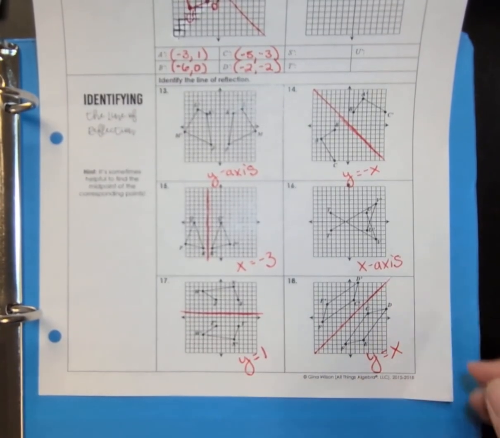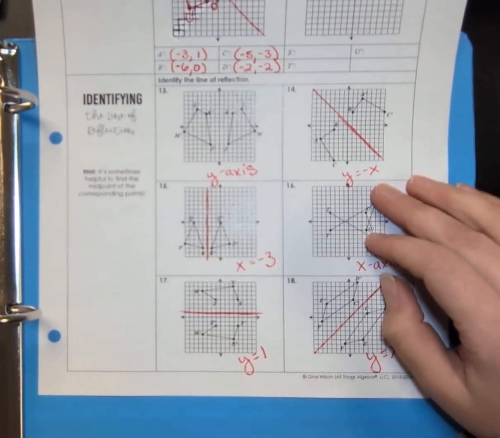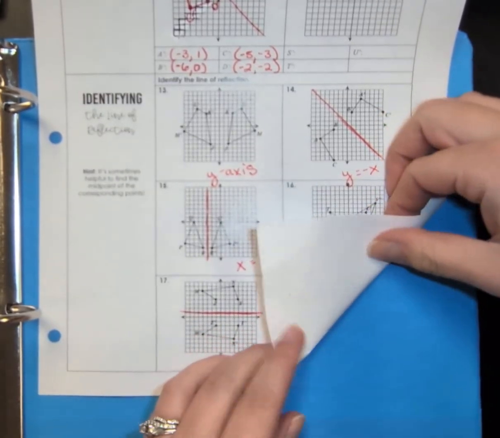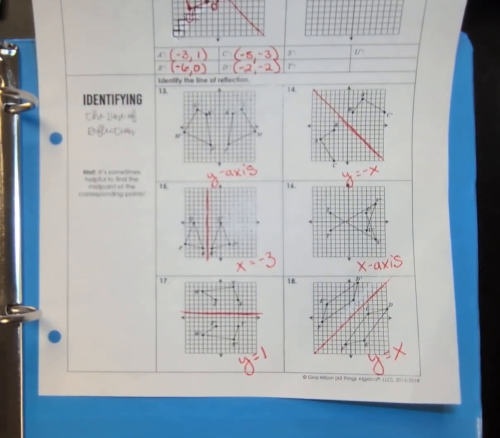Now, if you're not sure, a lot of these types of questions, if you have the graph, you could try to fold it to see which way the reflection is. That might help you. And now you get homework.